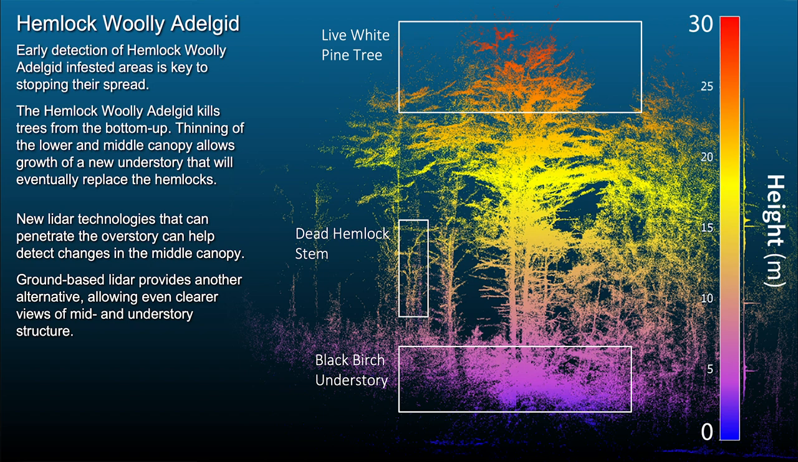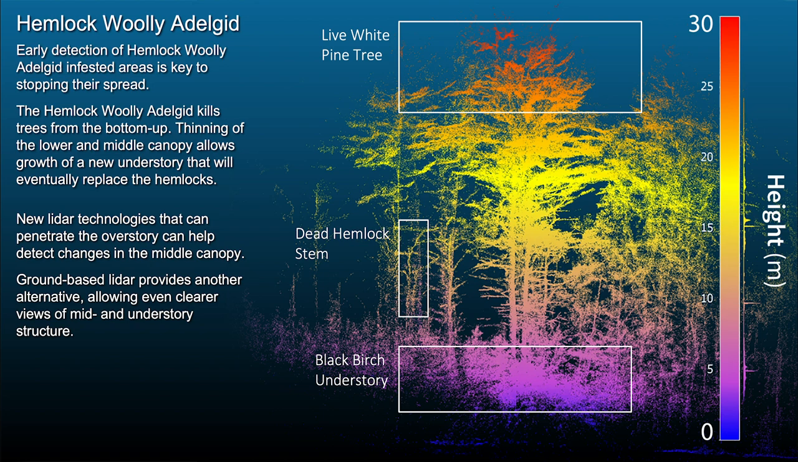Early detection of hemlock woolly adelgid is essential in preventing its spread. New LIDAR technologies can help monitor hemlock woolly adelgid infestations by penetrating the dense canopy. Ground-based and airborne LIDAR together can help build a complete picture, as shown in this slide.